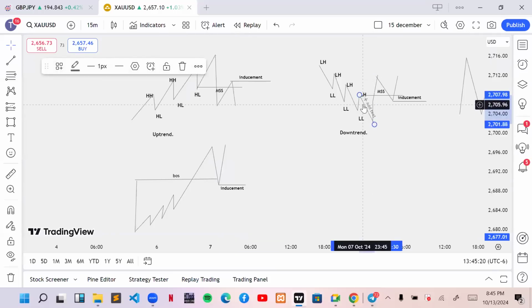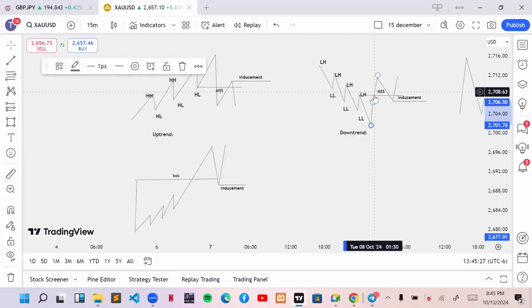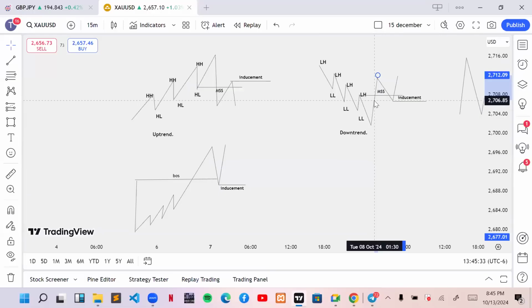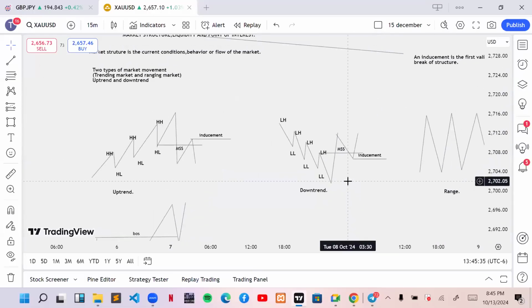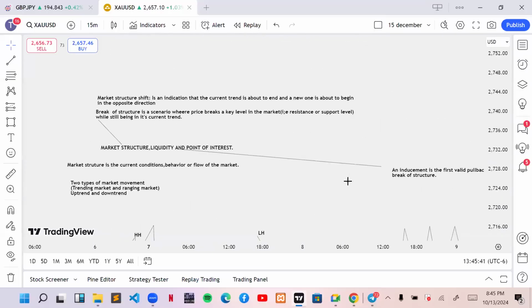The first valid pullback that the market makes after a market structure shift or a break of structure. So that is the liquidity part of my strategy. Now it's time to go to the point of interest part of my strategy. There are 2 points of interest that I make use of: the order blocks and the breaker blocks. I'm just going to take the order block in this class. Then in the next class, I will take the breaker block.